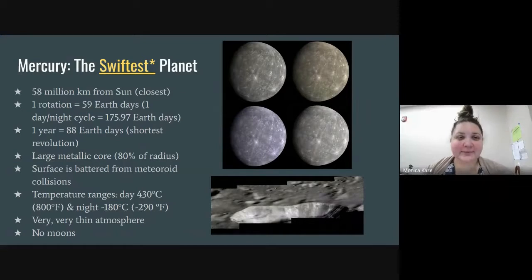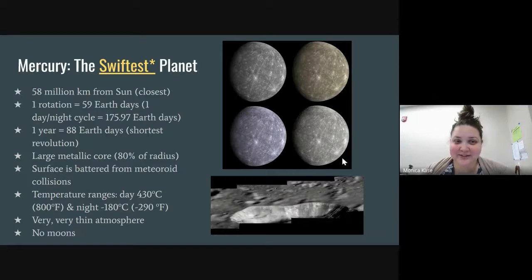All right, so the first one is Mercury. That is the one that is the closest to the sun. It has a metallic core, and that surface has been battered by meteor collisions. You can see that there in those close-up pictures, as well as those further away pictures. You can definitely see those indentations even from a farther away picture. Mercury doesn't have any moons, and it has a very, very thin atmosphere.